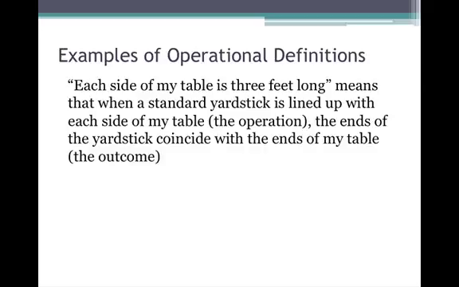Each side of my table is 3 feet long. If we were to give an operational definition for this, we could say that "each side of my table is 3 feet long" means that when a standard yardstick is lined up with each side of my table, that's the operation of taking the yardstick and lining it up with the leg of the table. The ends of the yardstick coincide with the ends of the table, and that's the outcome, the matching ends. Thus, we have an operational definition, an operation we can engage in, sticking the yardstick up against the sides of the table, and if the length of the yardstick matches the length of the end of the table, each side of the table is 3 feet long.